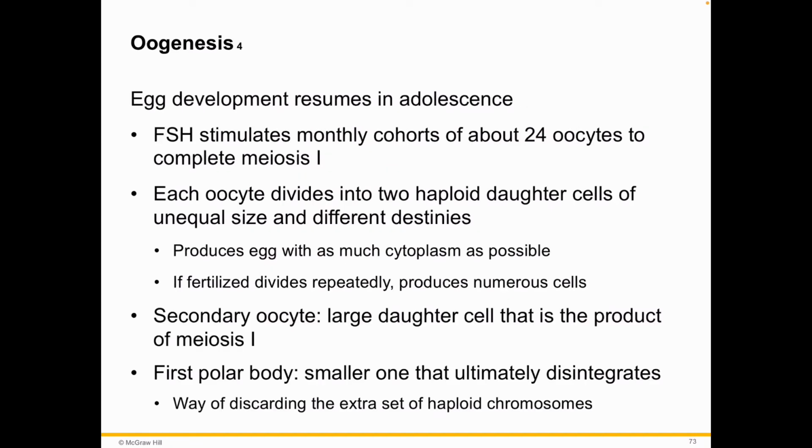Egg development is going to resume during adolescence. It turns off during childhood, and then in adolescence it comes back on with the appearance of follicle stimulating hormone. We're going to be stimulating about 24 oocytes to complete meiosis 1, so they continue on with that development. Each one of these oocytes is going to divide into haploid daughter cells of unequal size. So you have polar body, polar body, polar body, and then egg.